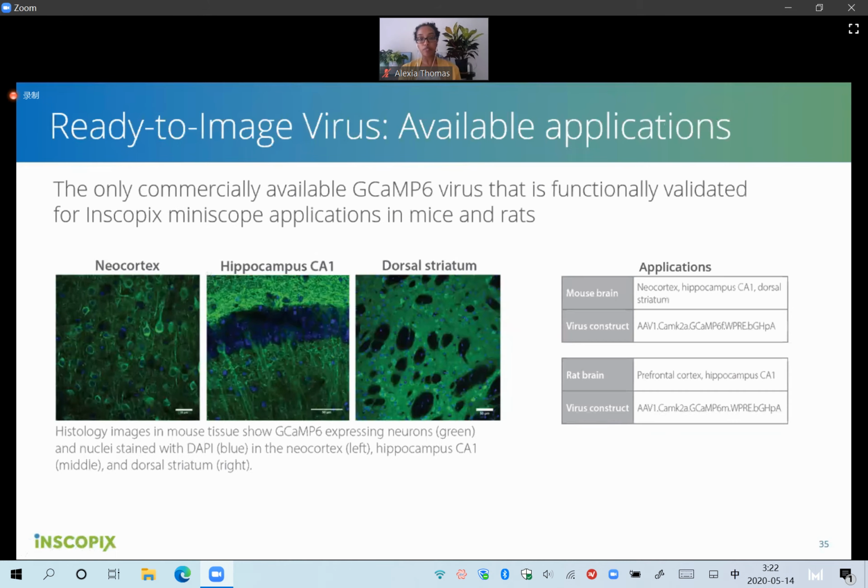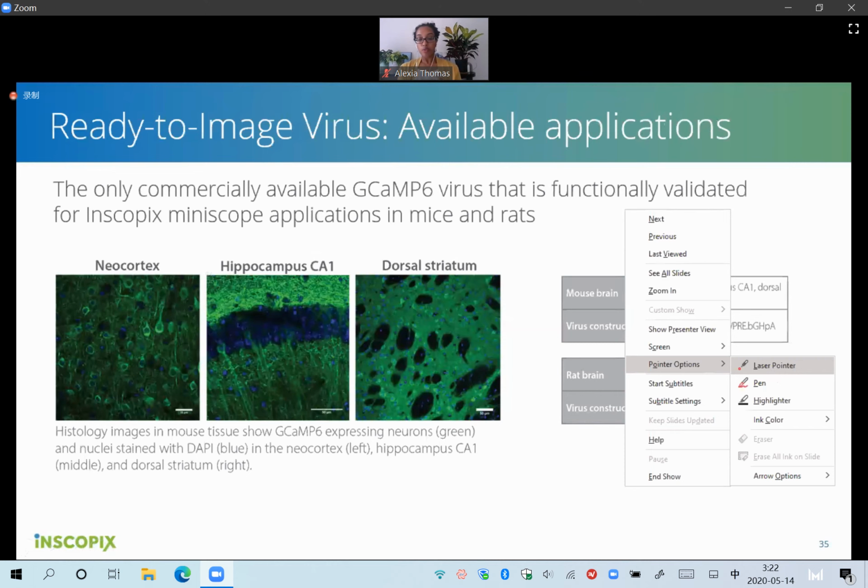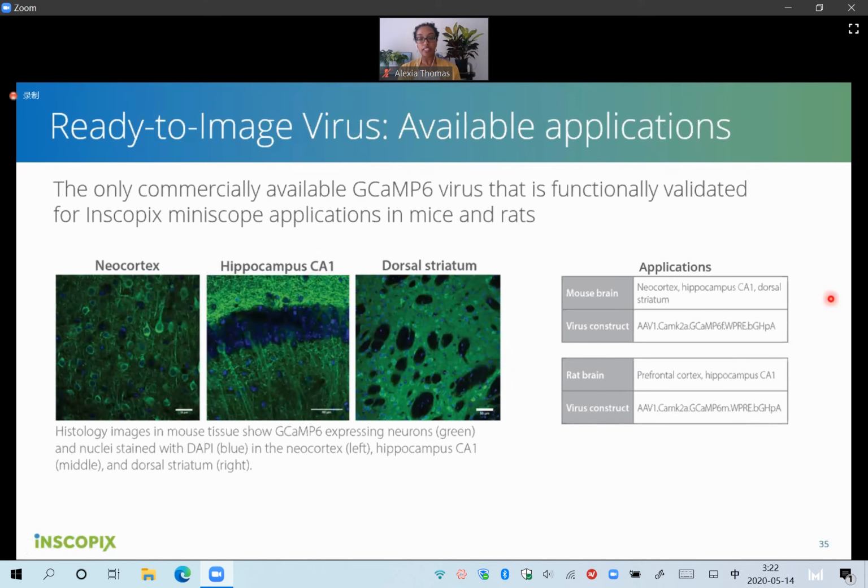So the full range of applications that at this point we're able to handle are, give me one second. For mouse brain, we have validated it for mouse neocortex, hippocampal CA1, and dorsal striatum. And for rat brain, we've validated it for prefrontal cortex and hippocampal CA1. So if these are the areas that you're interested in, this is one of the steps that would move you faster into imaging. On the other hand, of course, if you have your own optimized virus, that's also another option.